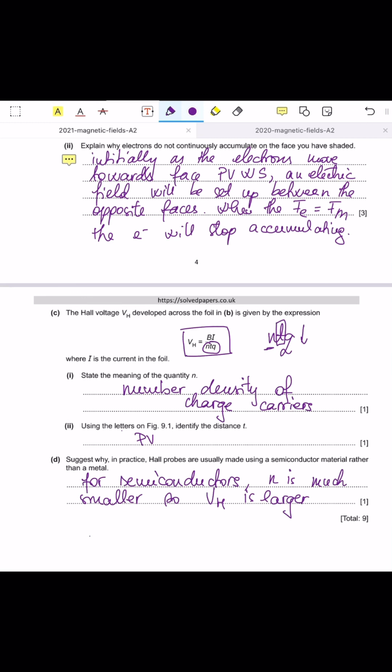If the denominator of this equation, n, t, and Q, is a small number, then VH, the value for the Hall voltage, is much larger, and you can actually get a measurable value for Hall voltage.